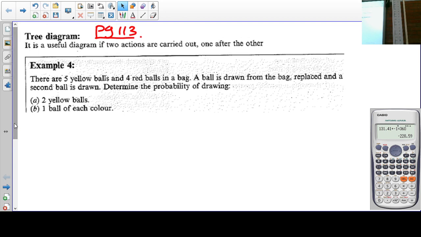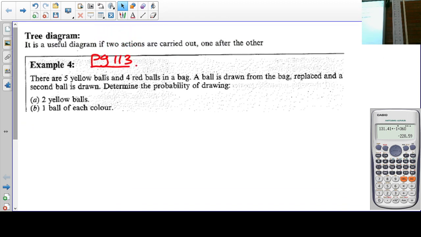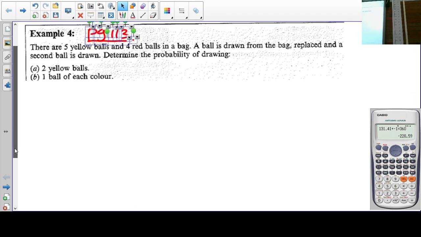Okay, so we're looking at the tree diagram on page 113. We are told that it's a useful diagram if two actions are carried out one after the other. So we have two things happening, one after the other. Now we're looking at example 4, as indicated on that page.